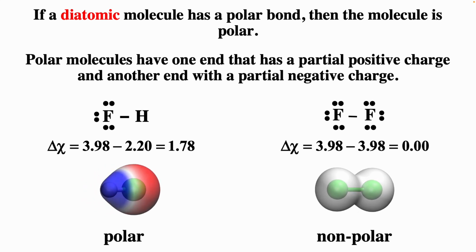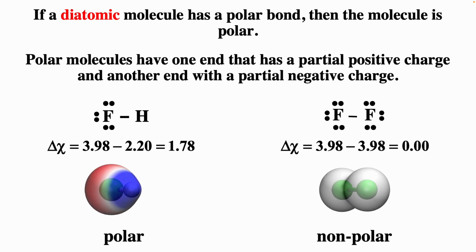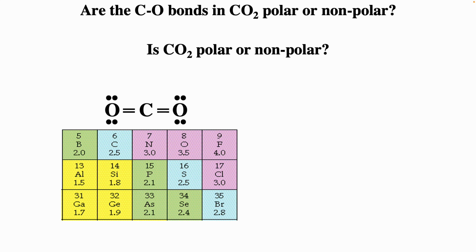For molecules with more than two atoms, it gets a little bit more complicated. And so we can look at CO2, and we can ask two questions. One, are the carbon-oxygen bonds in CO2 polar or nonpolar? If we look at the difference in electronegativity, we have 3.5 and 2.5, and so that'd be a difference of 1. And so that means the carbon-oxygen bonds would be polar. Now the question is, is the CO2 molecule polar or nonpolar?